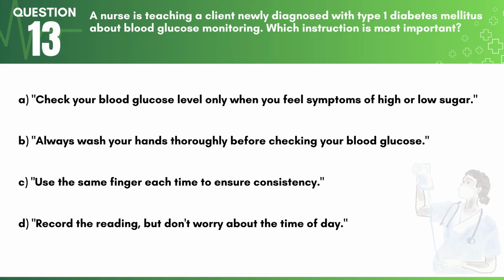Question 13. A nurse is teaching a client newly diagnosed with type 1 diabetes mellitus about blood glucose monitoring. Which instruction is most important? A. Check your blood glucose level only when you feel symptoms of high or low sugar. B. Always wash your hands thoroughly before checking your blood glucose. C. Use the same finger each time to ensure consistency. D. Record the reading, but don't worry about the time of day.